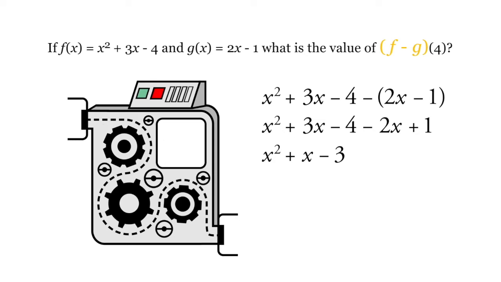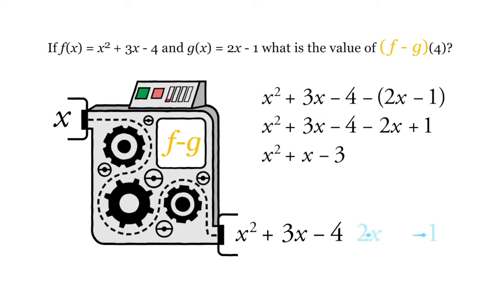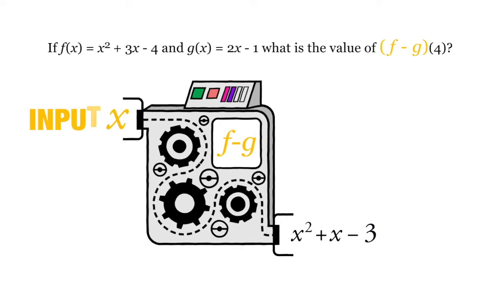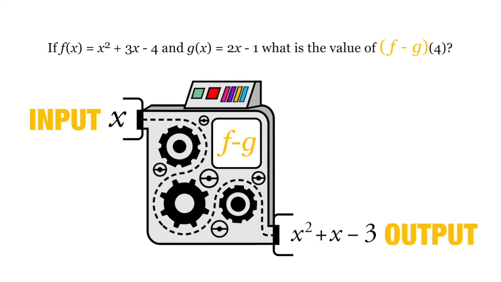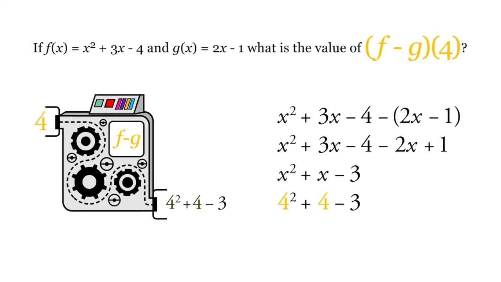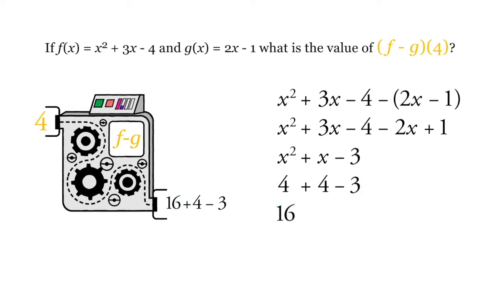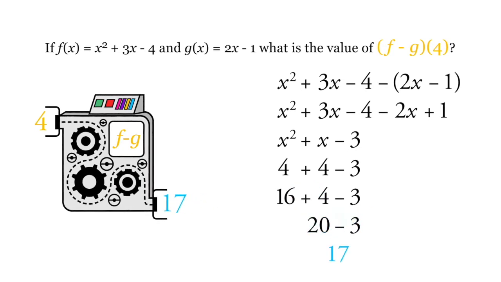So we have this new machine called f minus g, and in f minus g, we're putting an input of x in, and what's coming out is x squared plus x minus 3. So we're putting a number in, we're going to square it in the machine, and we're going to add that number again to the square, and then we're going to subtract 3, and then we're going to get something that comes out. So in this case, we're taking 4. We're trying to take f minus g of 4, and we're going to go ahead and square it, and we'll add 4 to that number, and we'll subtract 3. 4 squared is 16, so we have 16 plus 4 minus 3. That's 20 minus 3, and that's 17.